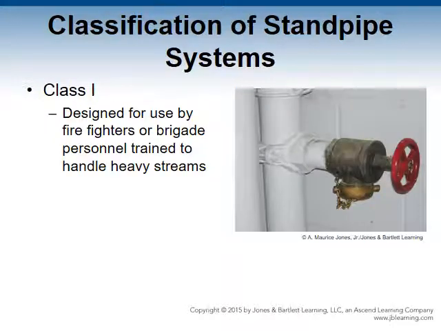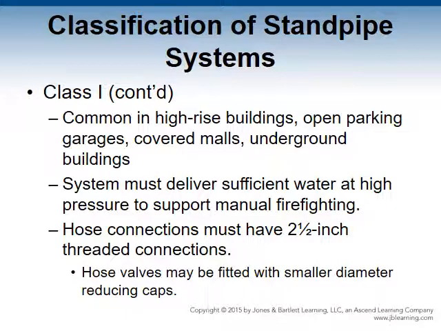Class 1 standpipe systems. These systems are designed for use by firefighters or brigade personnel who are trained to handle heavy fire streams. These systems are common in the following structures: high-rise buildings, open parking garages, covered malls, and underground buildings. These systems must deliver sufficient water at high pressures to support manual firefighting. More than one person may be needed to handle the hose line during suppression activities.